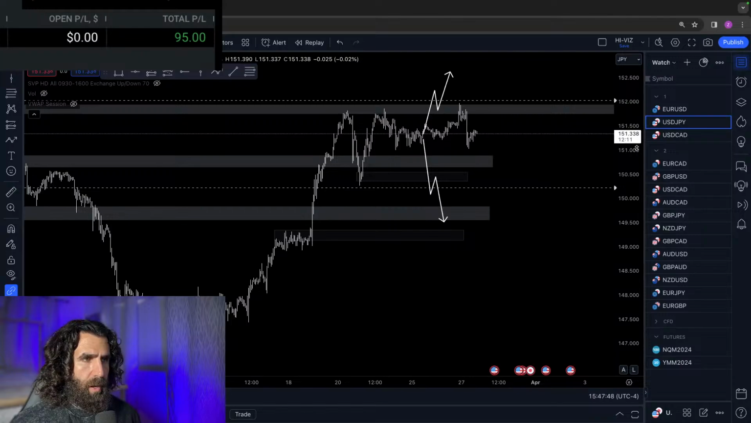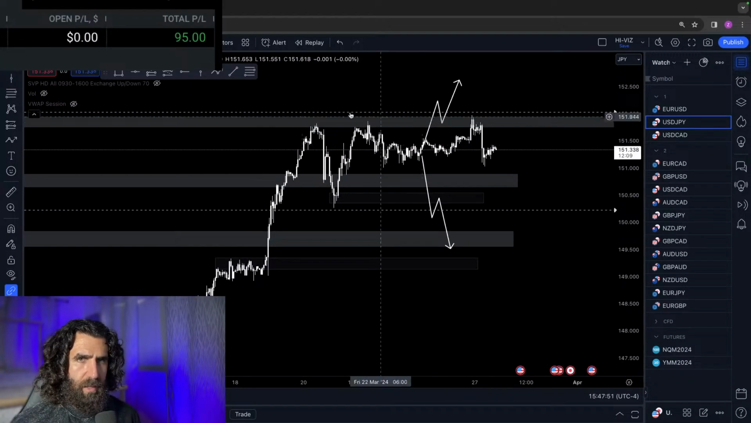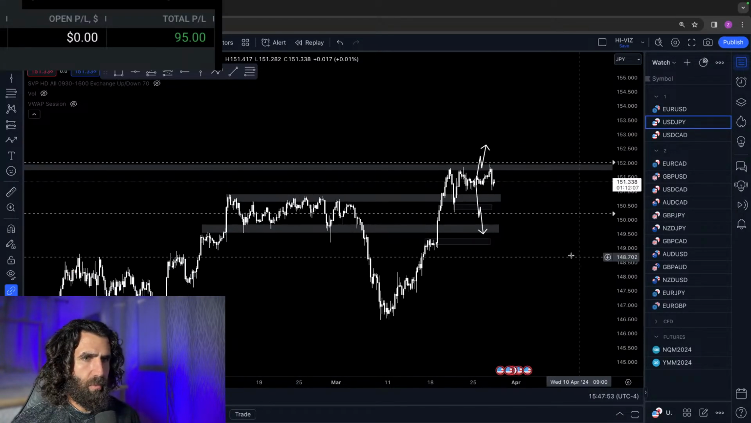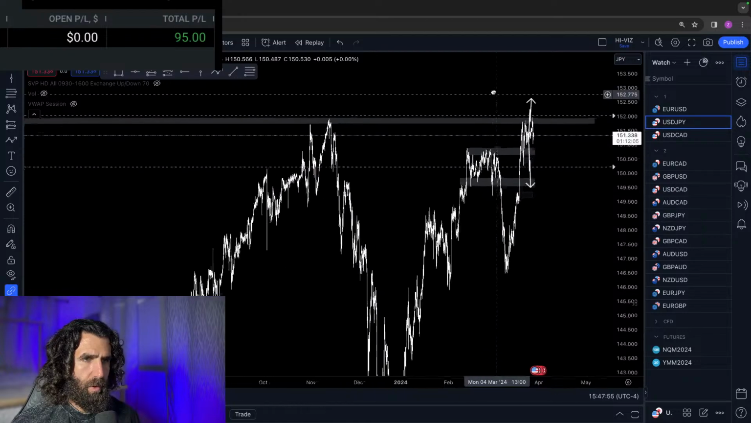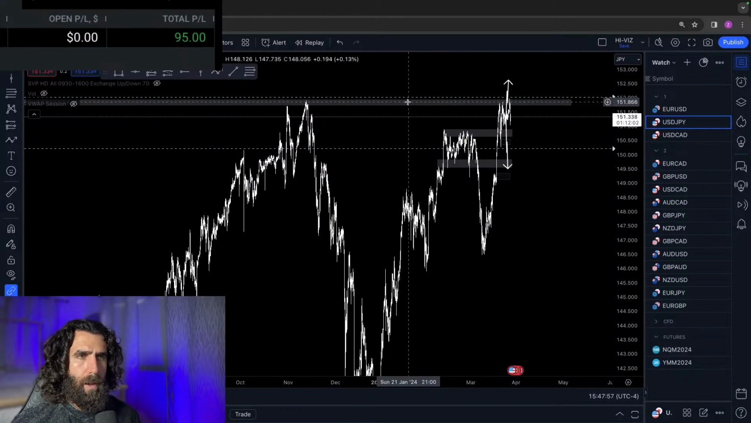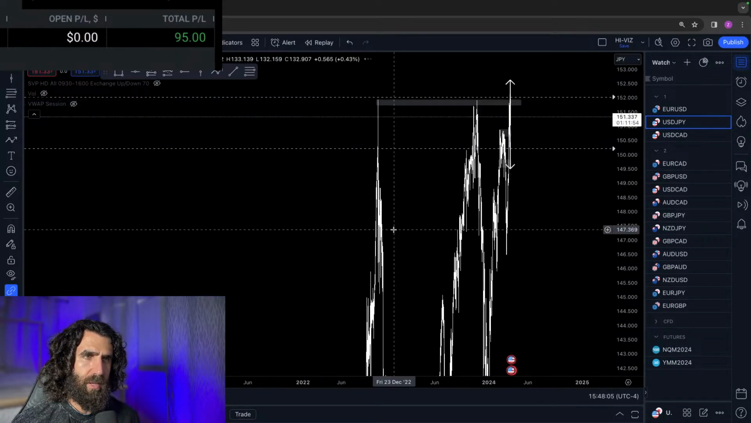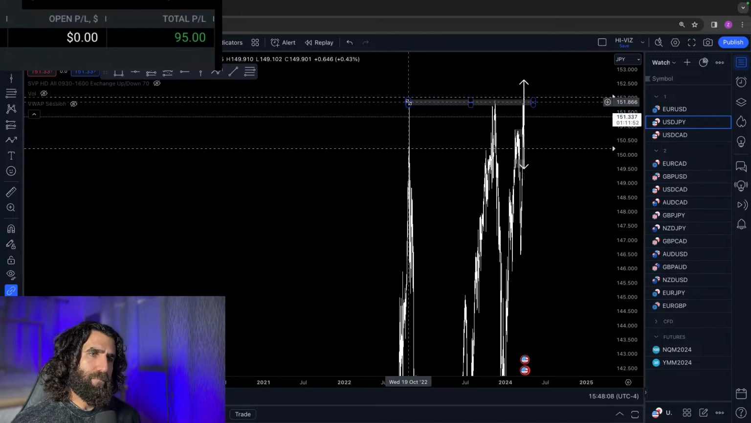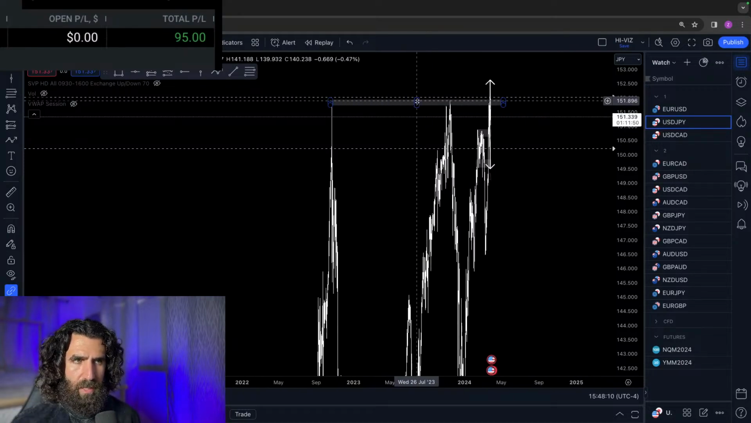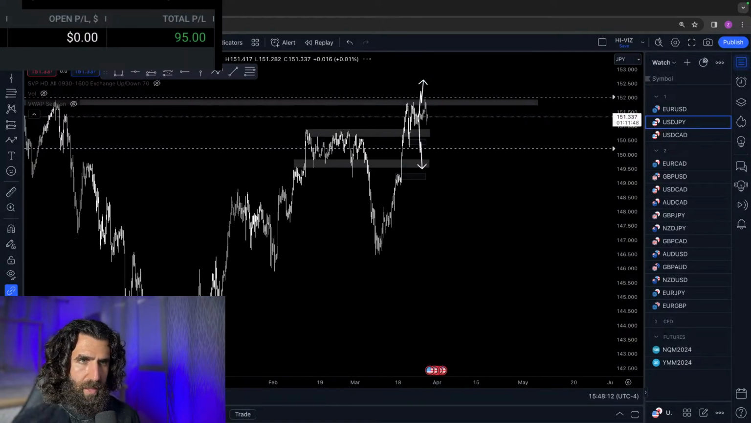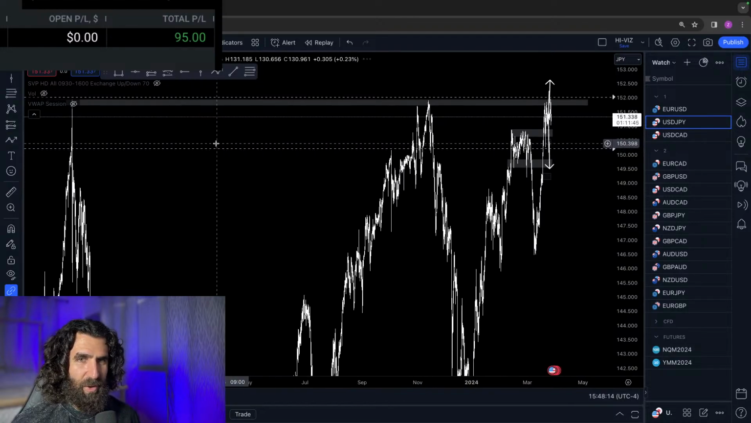USD JPY has some consolidation. If you watch the Forex pairs, you may or may not know what's going on with USD JPY. Massive push up towards these really big highs. We're all the way up near this massive zone here. If we zoom out to the daily, we're at the highs, man. This is it. We're testing it again. It looks like it wants to break.